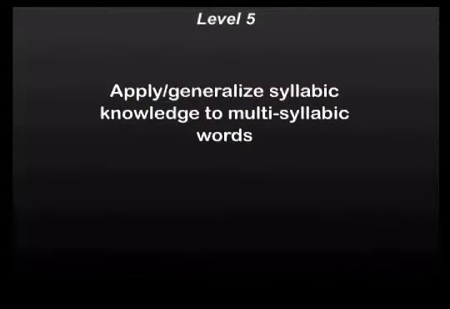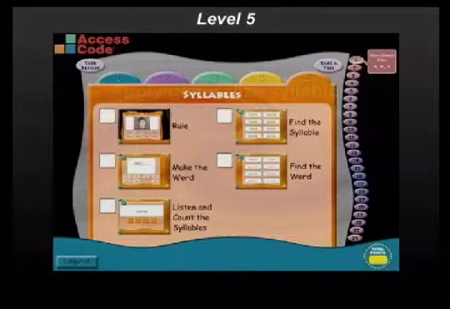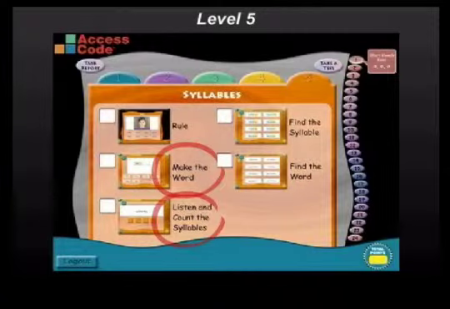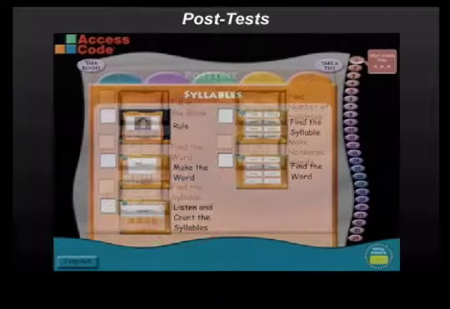Level 5, the final instructional level, emphasizes applying and generalizing syllabic knowledge to multisyllabic words. This level also contains an introductory video, which focuses students on the syllabic structure within multisyllabic words. There are 4 practice tasks. 2 will be familiar to students, but use new multisyllabic words. The other 2 are new tasks and use a combination of familiar and new words in order to highlight syllables within single and multisyllabic words.